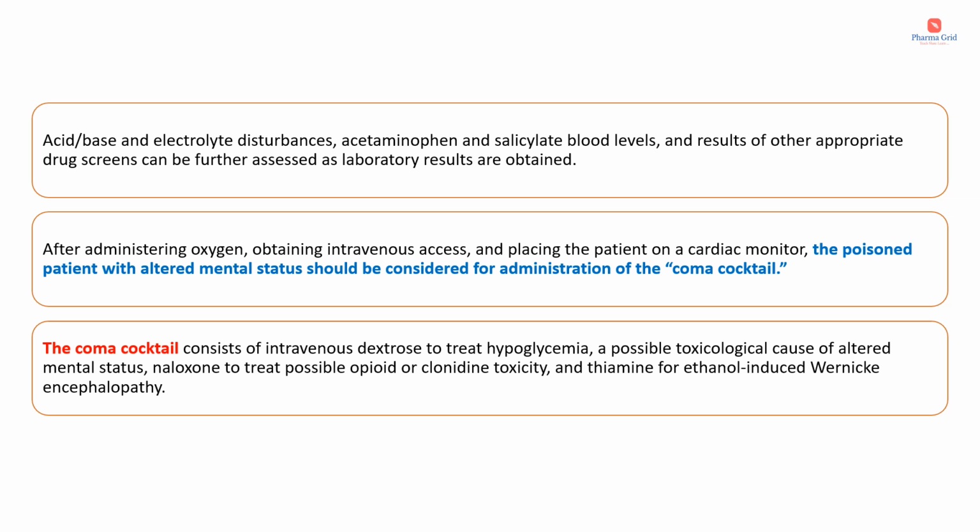Intravenous dextrose in order to treat hypoglycemia, which is a possible toxicological cause of altered mental status, and the next medication is naloxone to treat possible opioid or clonidine toxicity, and the next one is thiamine for ethanol-induced Wernicke encephalopathy. So this coma cocktail is mainly administered to poisoned patients with altered mental status, and it consists of mainly three medications, that is intravenous dextrose, naloxone, and thiamine.